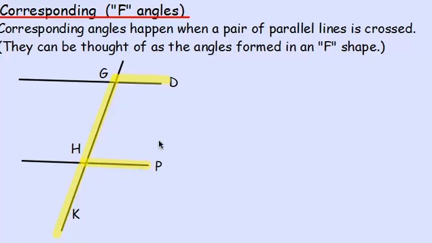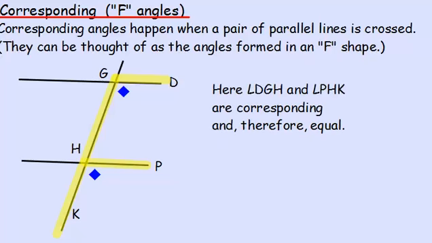And what happens with corresponding angles is that the angles inside the points of your F are equal to each other. So if I mark that angle there, that's inside one point of my F, and here's the one inside the other point of my F. If we use our proper angle terminology, we've got angle DGH and angle PHK are corresponding and are therefore equal to each other. So angle DGH is this angle here, angle PHK is this angle here.